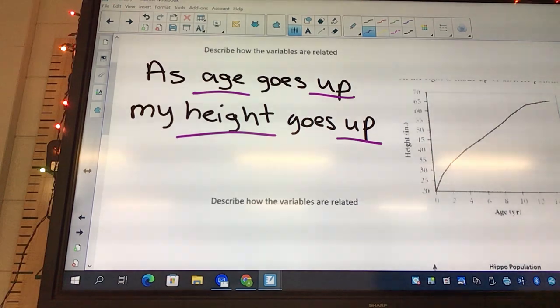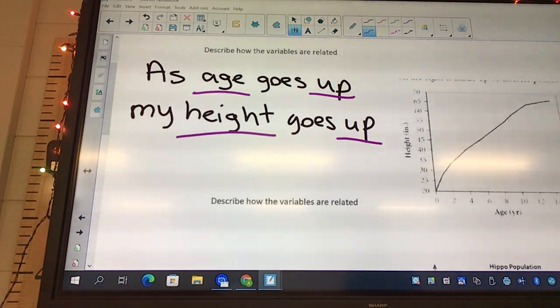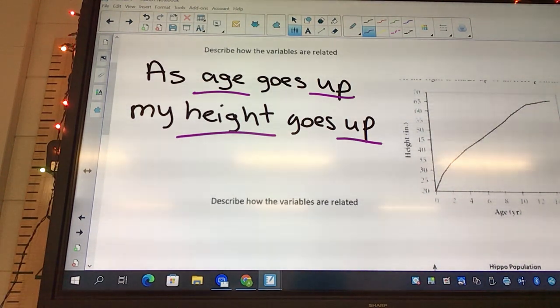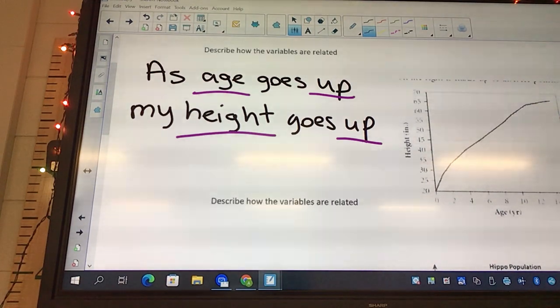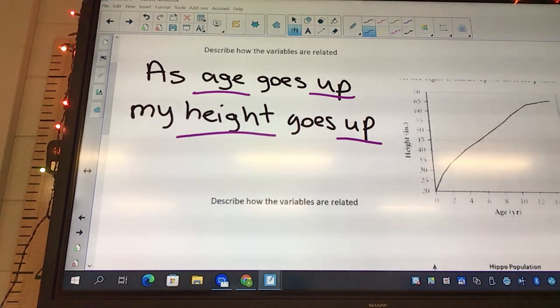That's what I mean by you should have four things. What is each of them doing? So as I age throughout my life, my height is going up. You say, as I get older, my height is increasing.